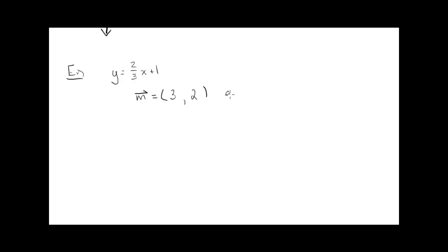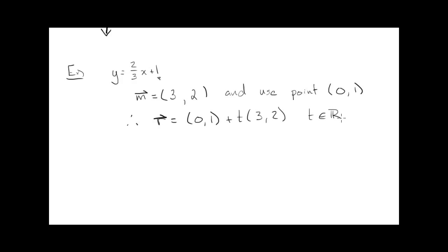And then what point to use? We need a point for the vector equation. So which point should we use? Well, the y-intercept. What are the coordinates of the y-intercept? 0, 1. So therefore the vector equation is r equals 0, 1 plus t times 3, 2, where t is a real number. So this example just connects the y equals mx plus b form to the vector equation. Very good, very easy.